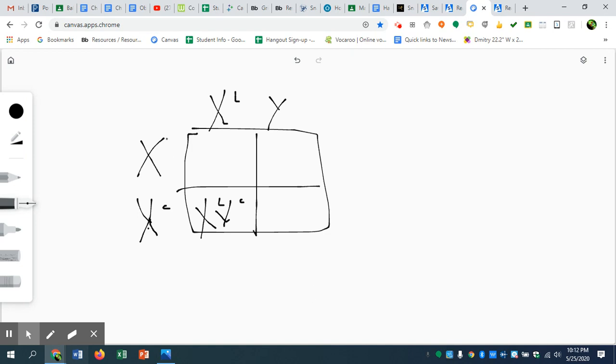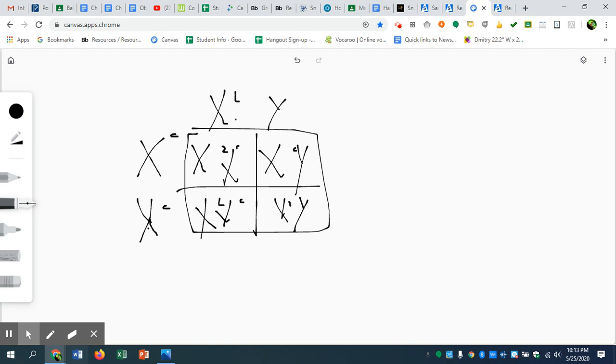Now, if both parents were colorblind, watch this. Little c. This is so hard. X, little c. And now, here's the boys. X, little c, Y, X, little c, Y. So if two parents who are colorblind have children, every single one of their children will be colorblind.